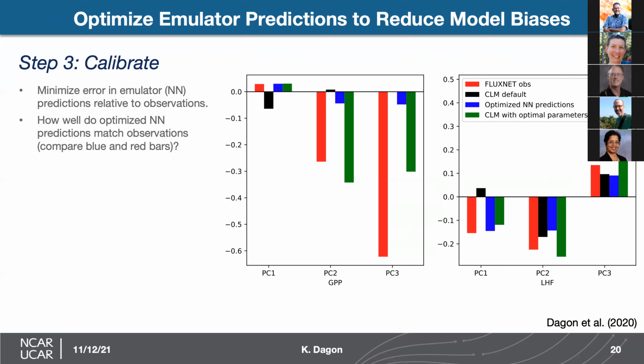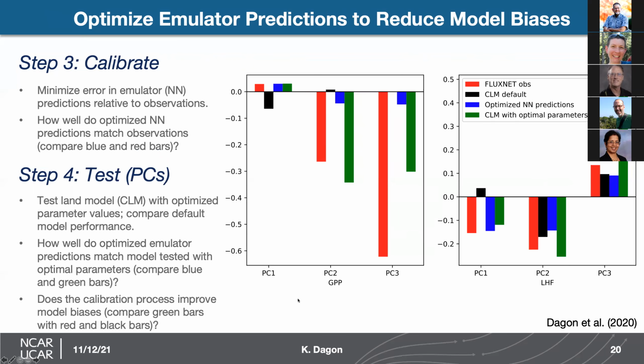So the observations are in red. The model default for these metrics is in black. The optimized predictions from the emulator is in blue. So you can compare how well the calibration does if you compare the blue bar to the red bar. And then the green bar is when we actually go and test those optimal parameters back in CLM. So you can compare a couple of different things here. You can compare how well the green bar is represented by the blue bar. So what that is telling you is how well the emulator is doing in terms of what it thinks the model would give us. So there's some interesting differences there, but in general, the first modes are in pretty good agreement.